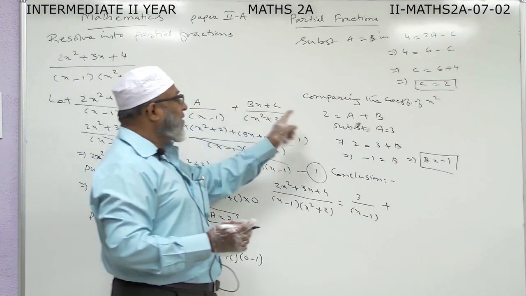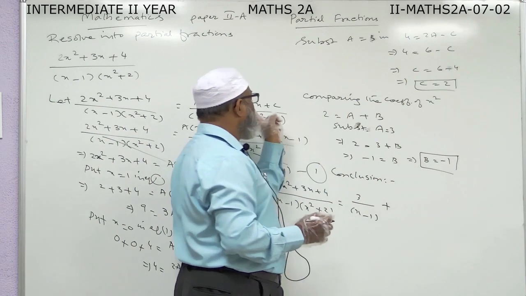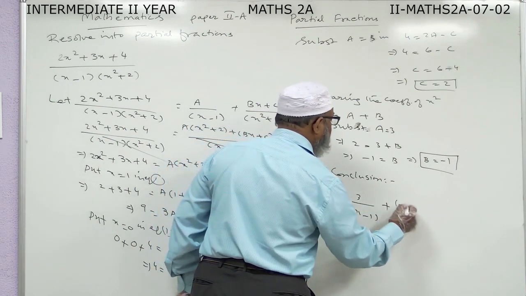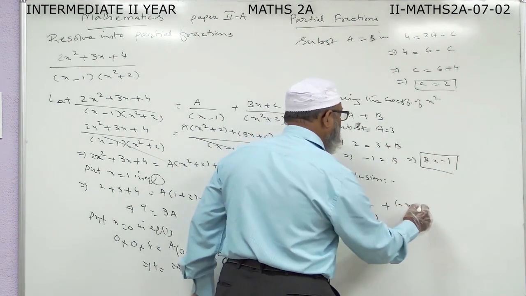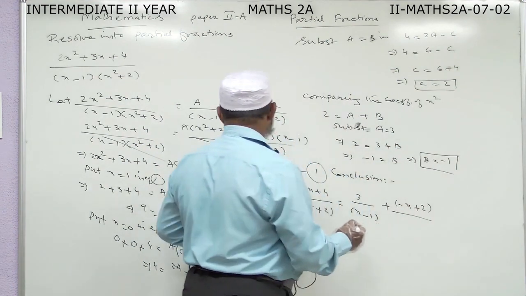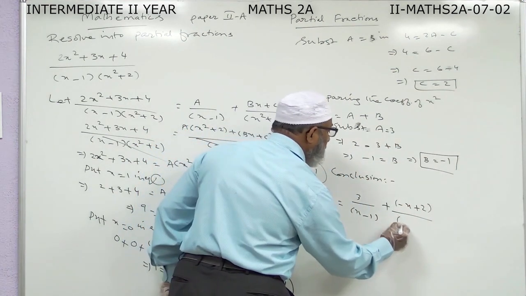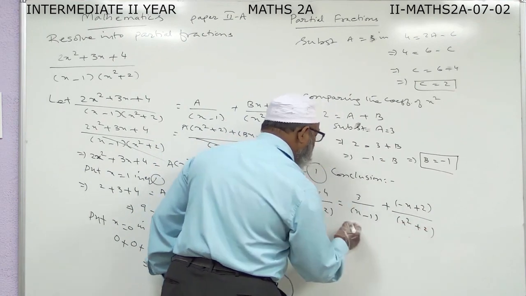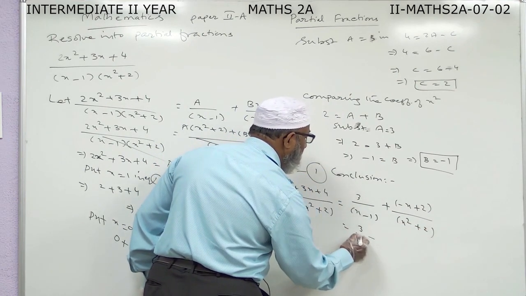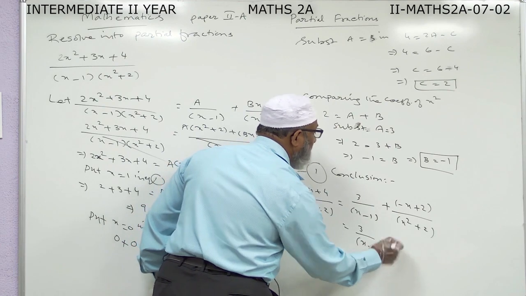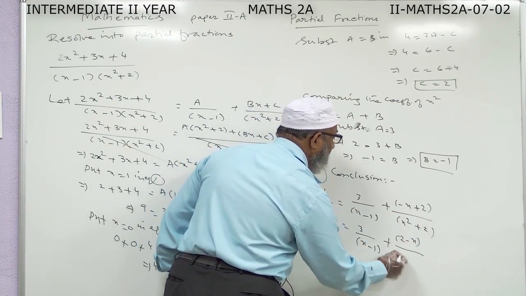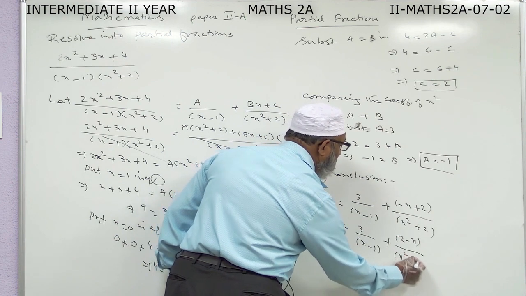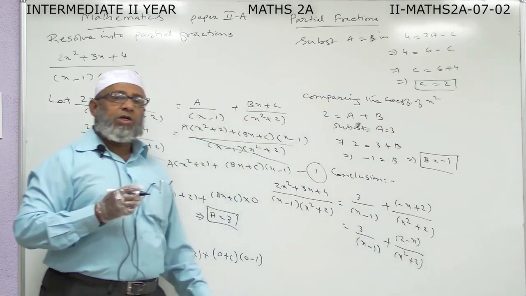Where is B? B is equal to minus 1. Minus 1 into x, this is nothing but minus x, plus C. What is C? 2, divided by x square plus 2. Or this can be written as 3 by x minus 1 plus, minus x plus 2 can be written as 2 minus x, divided by x square plus 2. So this is your result.